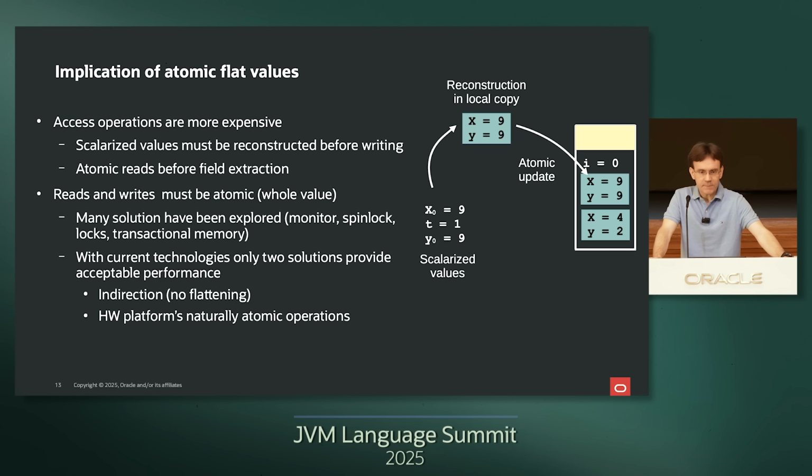We explored many solutions at the beginning of this project to see how to achieve that. We tried monitor spin logs, system logs, transactional memory. In the end, with the current state of technologies, we only have two solutions providing acceptable performance. One is to use an indirection, which means no flattening. The other is to use the naturally atomic operations of the HotSpot platform.